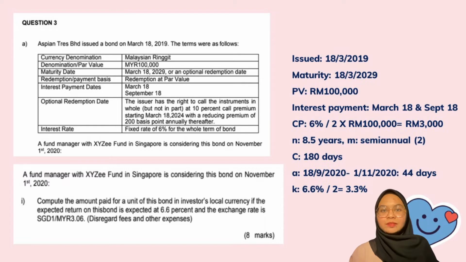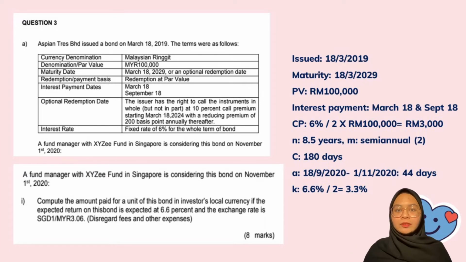Optional redemption date, with the issuer getting the right to call the instruments in whole, but not in part, at 10% call premium starting March 18, 2024 with a reducing premium of 200 basis points annually thereafter, and interest rate at 6% for the whole term of the bond. A fund manager with XYZ fund in Singapore is considering this bond on 1st November 2020. The question for A1 is to compute the amount paid for a unit of this bond in investors' local currency, if the expected return on this bond is 6.6% and the exchange rate is SGD1 to Malaysian Ringgit 3.06, disregarding fees and other expenses.